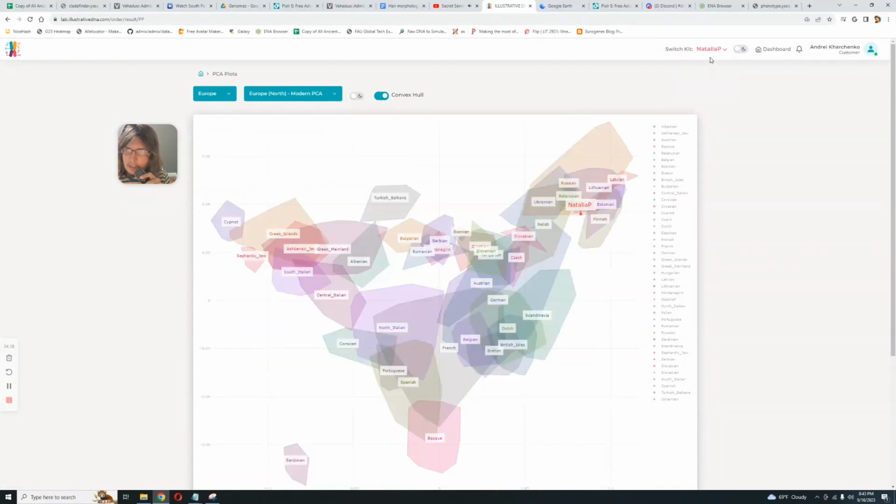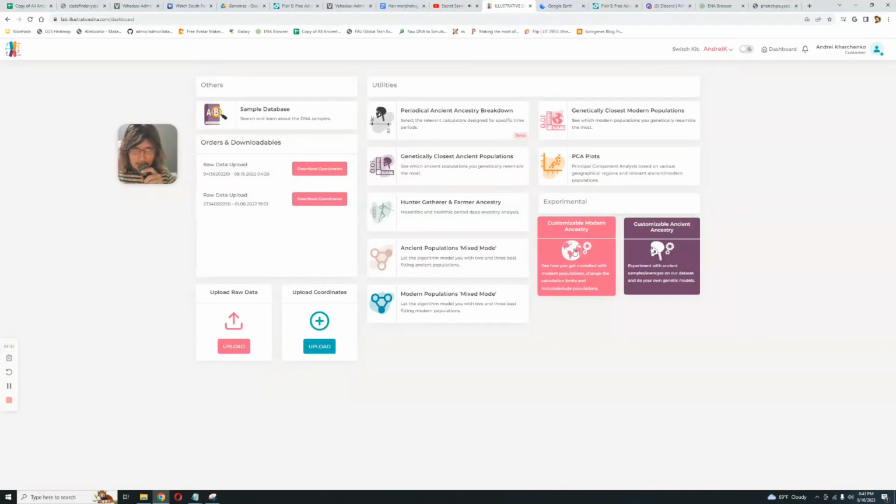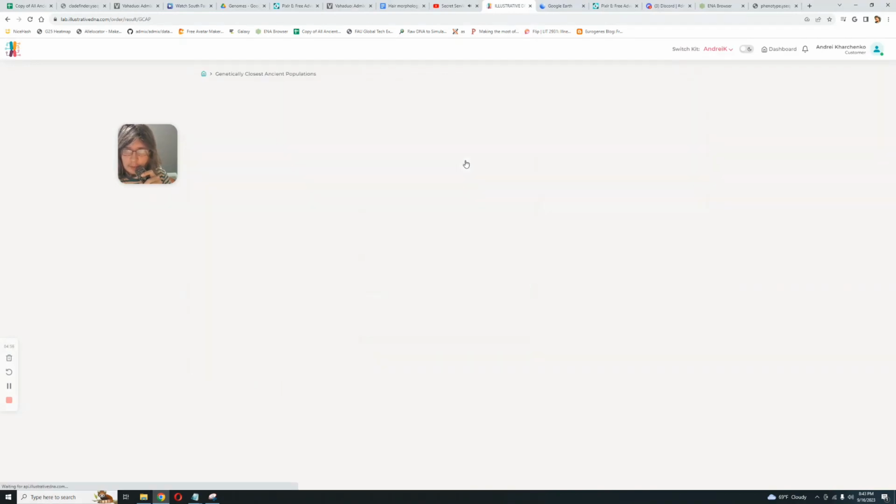So that's pretty interesting stuff. Despite having a Ukrainian surname, I'm actually most similar to Central Russians, and I'm just really Slavic in terms of ancestry. Very cool stuff. Now, what else can you do here? You can do genetically closest ancient populations.